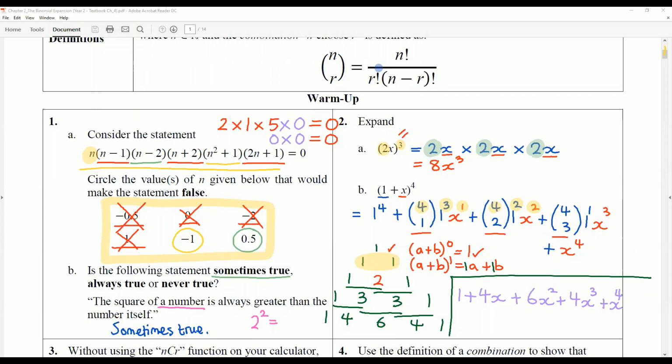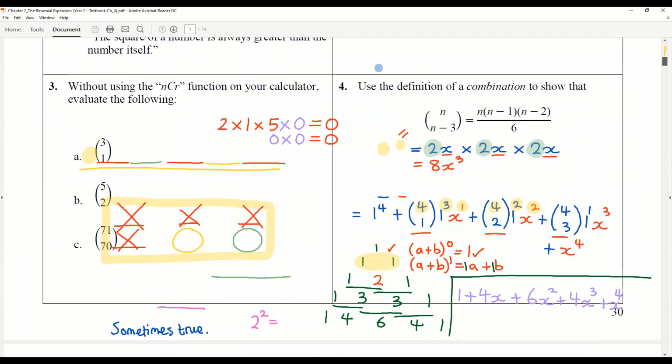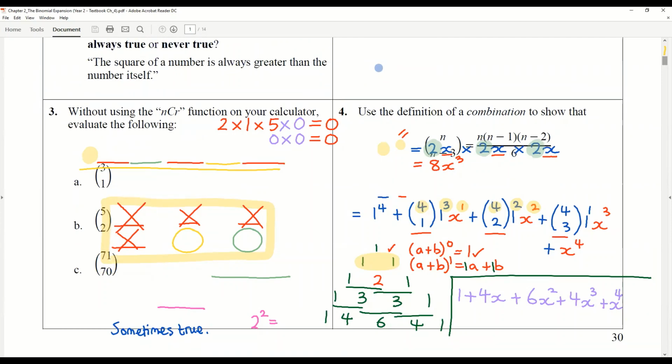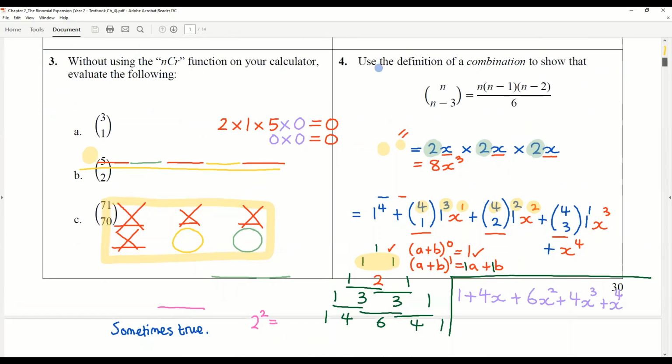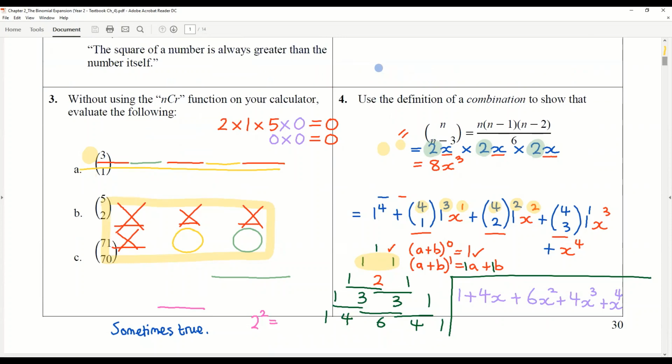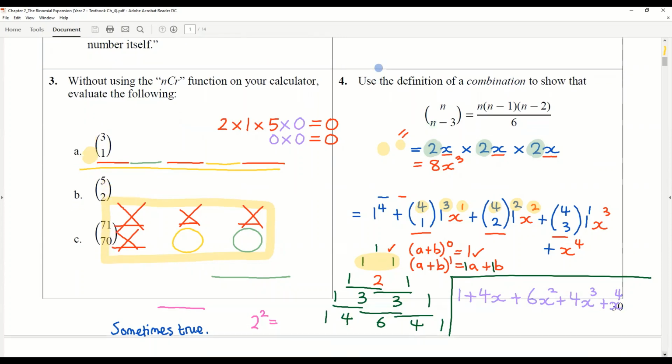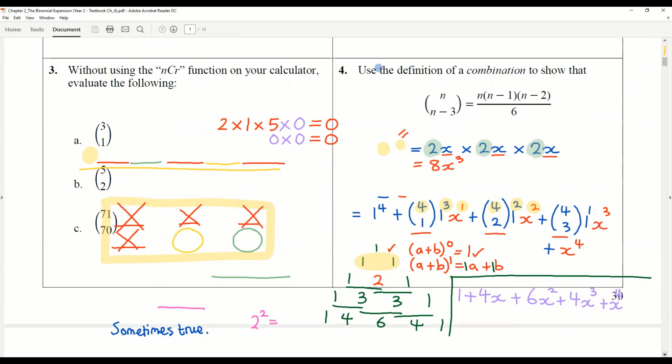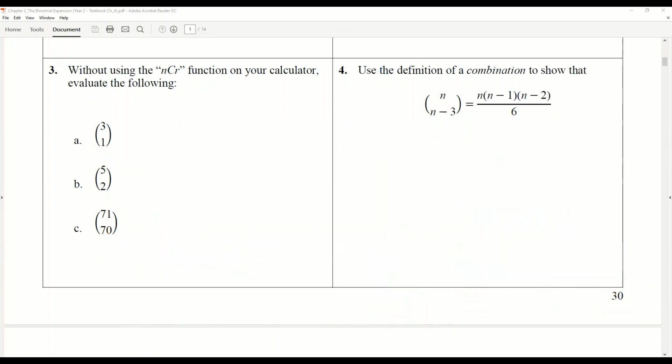Now, moving on, let's have a look at question 3 and question 4. So straight away, we're going to extend what we did last year on the binomial expansion. We're going to look in a bit more detail at the combination coefficients. So I'm just going to need to clear these annotations, clear all my drawings. Yes, okay, good.